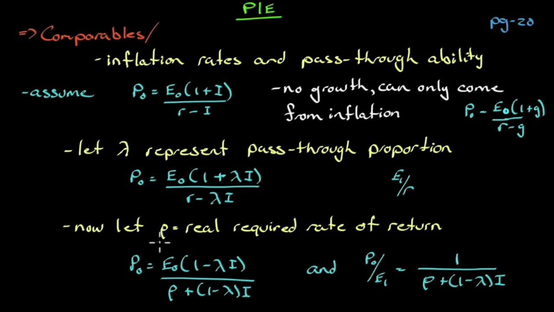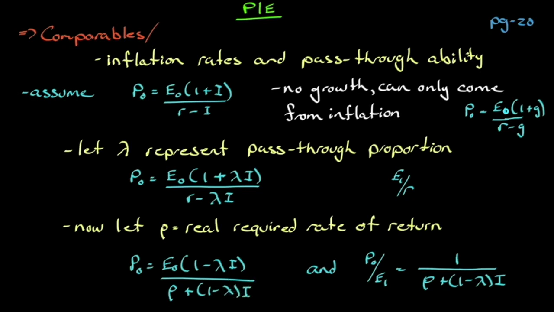So now let rho be the real required rate of return, because what do we have in here? Well, this is the required rate of return, but it has an inflation expectation in it. So let's take that inflation expectation out and call it the real required rate of return. So our numerator, instead of R minus lambda I, because it has inflation in there, becomes a common element that we take out. It'll be rho plus (1 minus lambda) I.